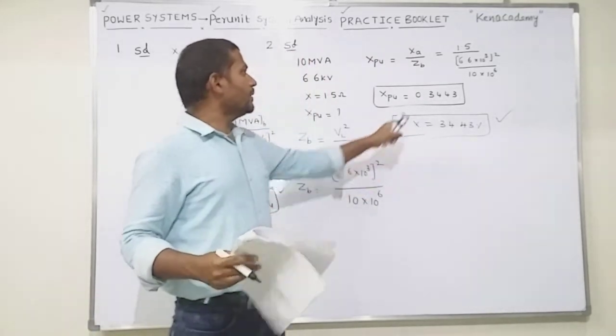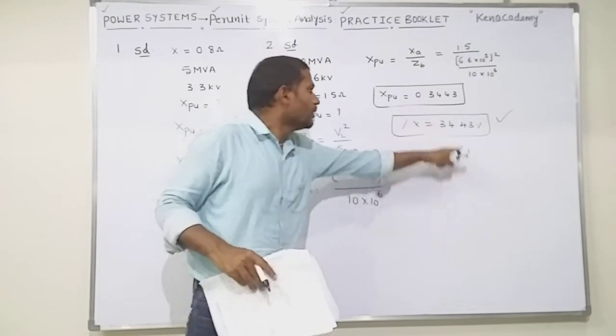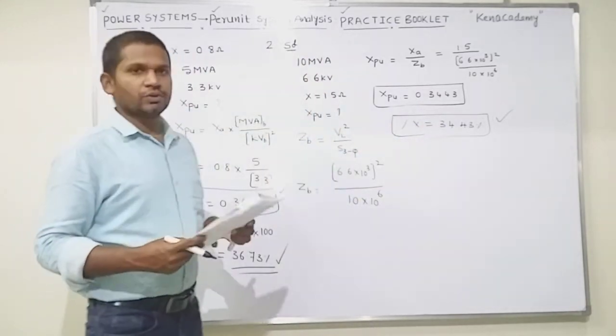If only per unit is asked, it means up to this, okay. If percentage is asked, multiply by 100. Then you can get 0.3443%. So this is the second question.